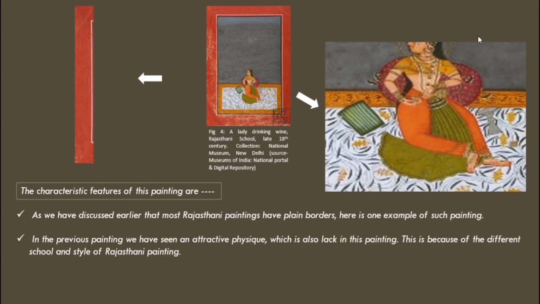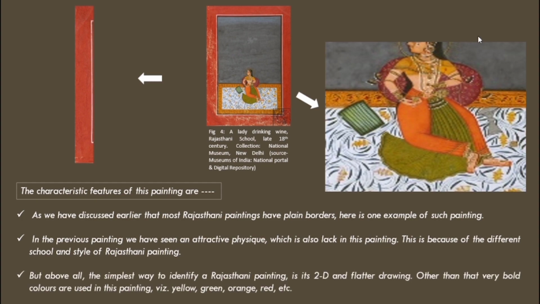You can see there the bodies or the face, as I have said, are more of a photograph than of a painting, because you can see what she is feeling. But if you see this painting closely, you cannot feel what she is feeling. It is 2D, it is flatter, but it is beautiful. And bold colors are used like yellow, red, orange, green.